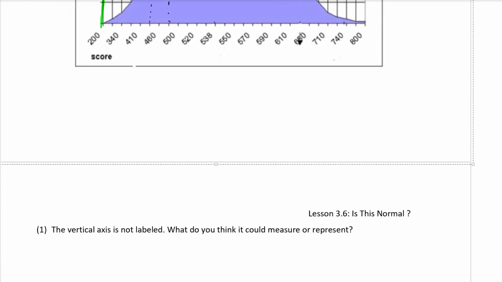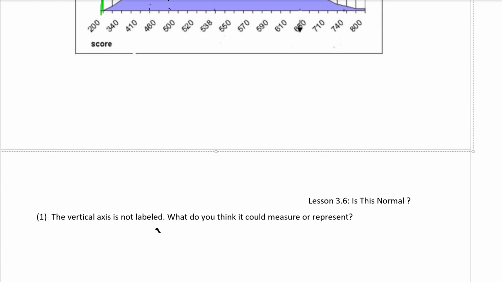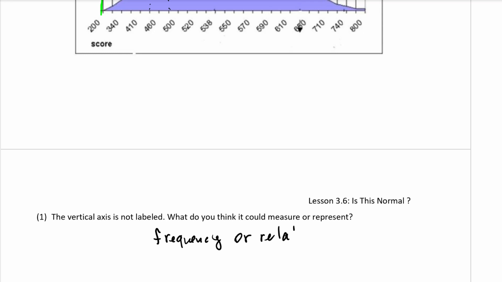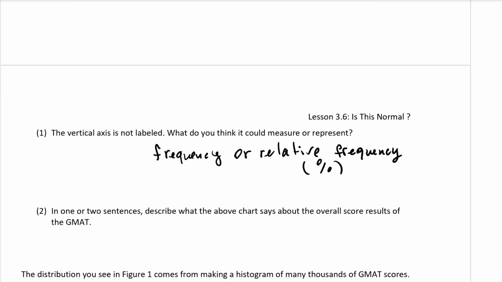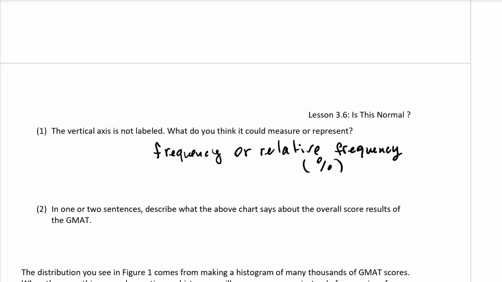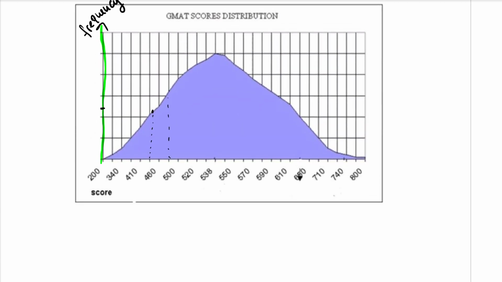So let's move on and try to understand this diagram better. It can be frequency, or something called relative frequency. If you remember the term relative from relative change, that has to do with the percentage. Frequency is just a raw number, the absolute number of people in whatever category. In one or two sentences, describe what the above chart says about the overall score results of the GMAT. So how can you describe what you see visually? I'll give you a moment.